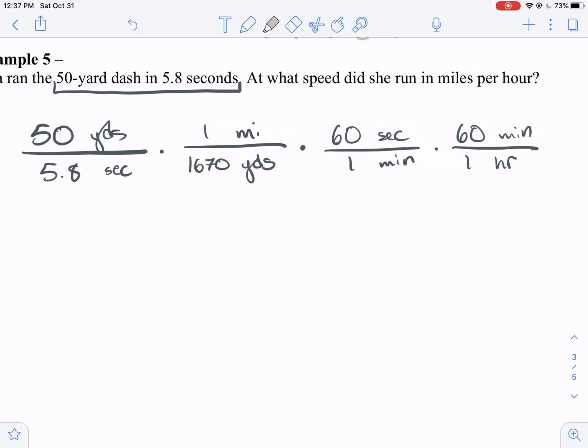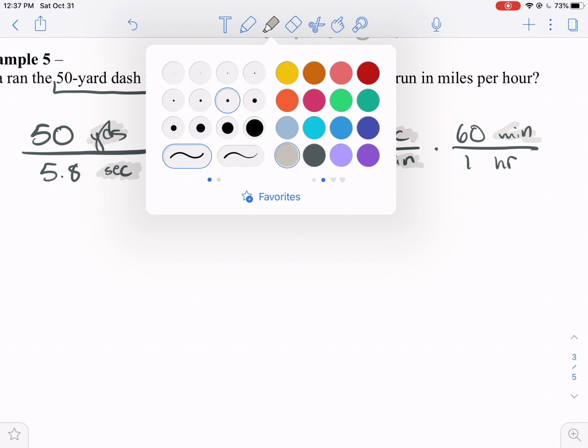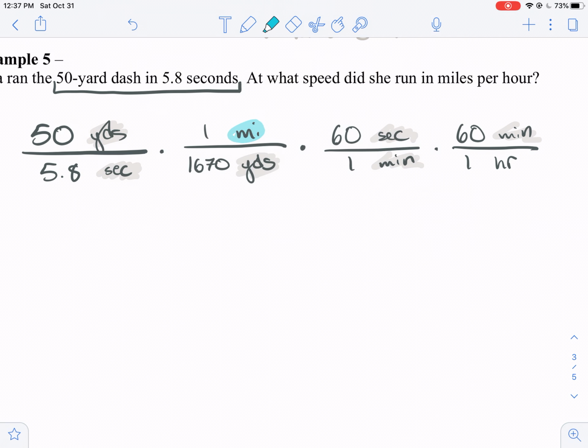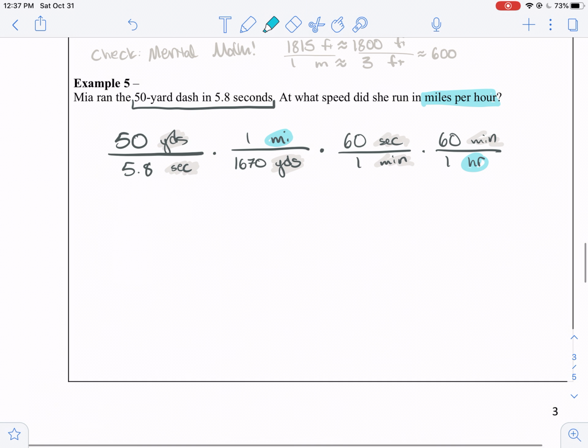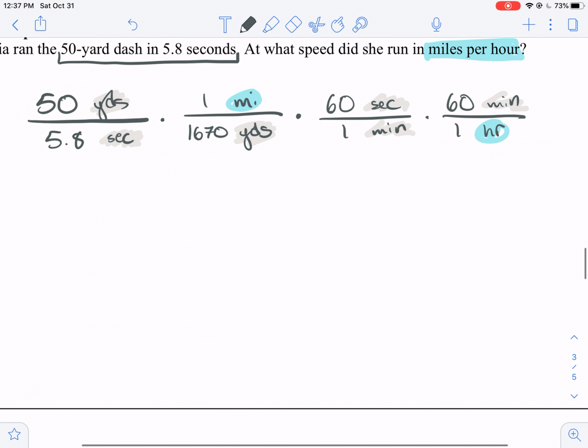What do we know? Okay, so we have our yards canceling out. We're canceling out units now. We have seconds and seconds. We have minutes and minutes. Notice that I'm crossing out a unit on top with a unit on bottom, on top and bottom. Now, what units are we left with? We're left with miles on top and hours on bottom. Hey, that's what we need. Miles per hour. Now we just do a lot of fancy math stuff. What is left? We crossed out a lot of things. What do we have left?